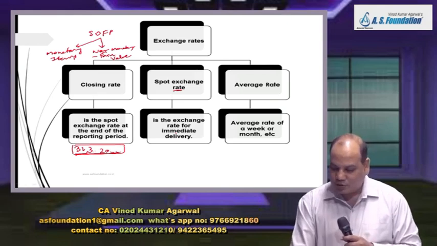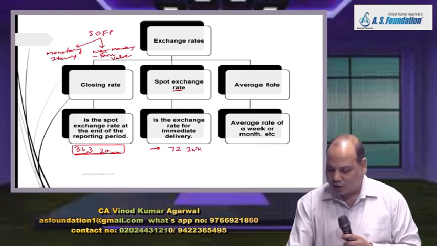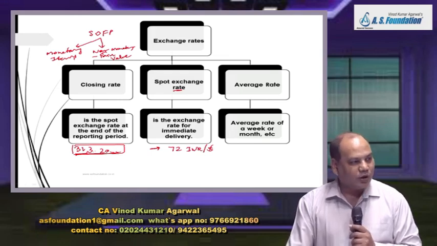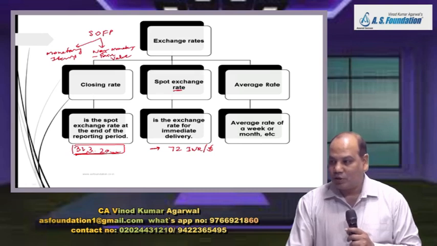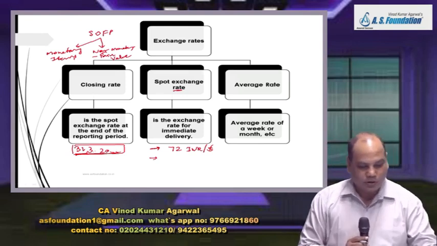So suppose I go to a bank today and I ask, I want to buy $1,000. How much will you charge? The bank says 72 INR per dollar. You give me 72 rupees, I'll give you $1. That is called spot rate. What is the importance of spot rate?